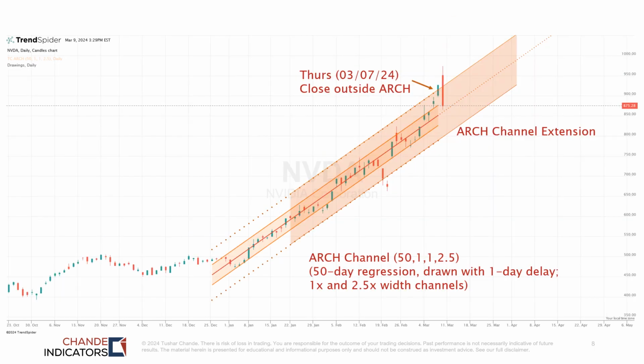We are back to the daily chart of Nvidia, and we've plotted an ARCH regression channel with the parameters 50, 1, 1, and 2.5. This means we had a 50-day regression. We had pushed it back for 1 day, so it ended on Thursday, the day before the reversal. And then we used the channel tool to draw an extension of the ARCH channel.